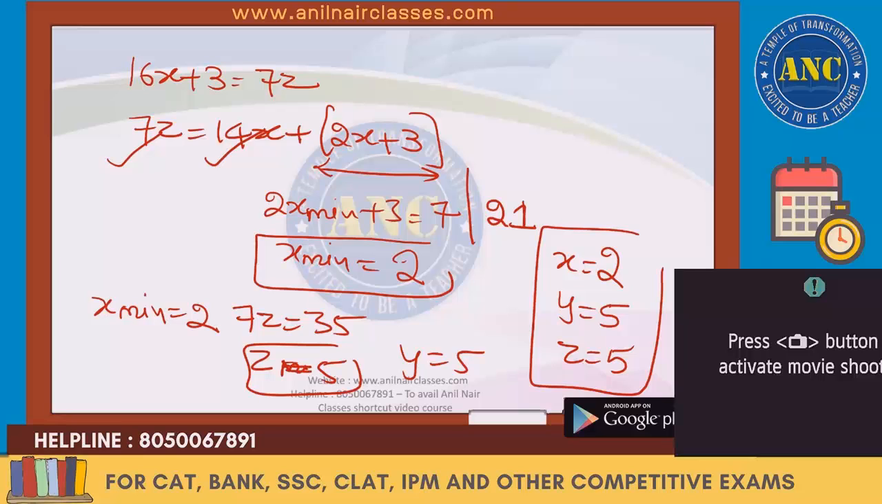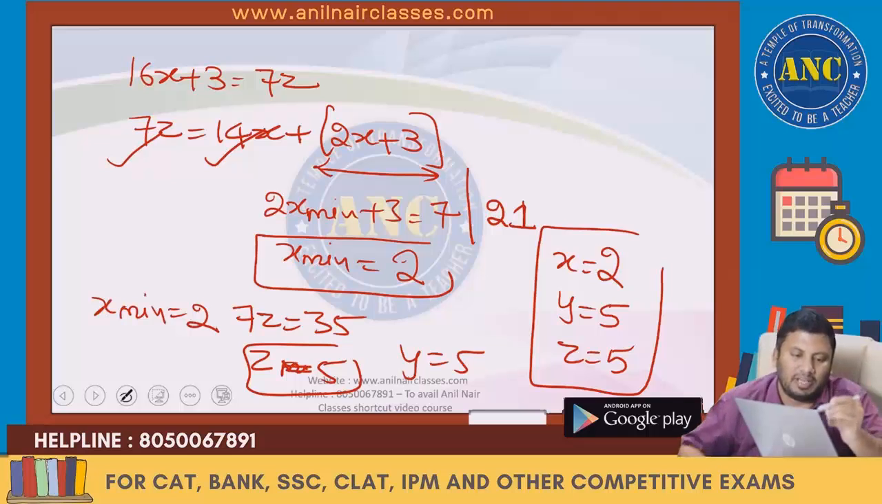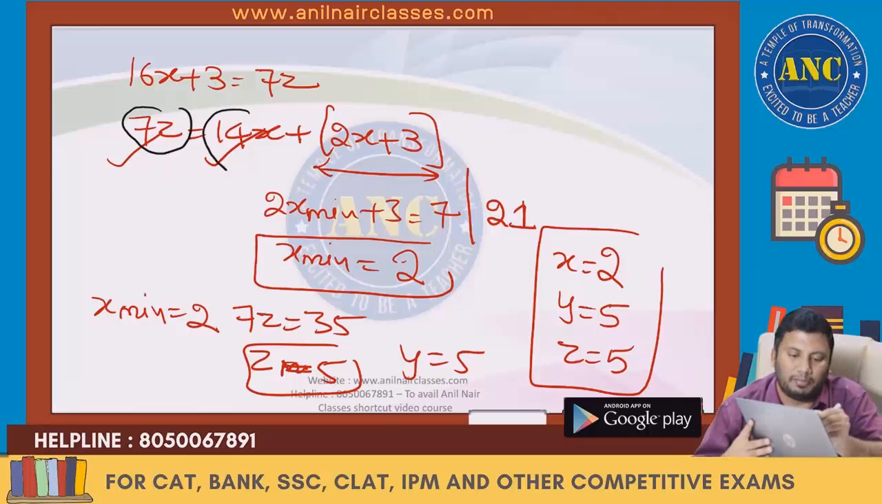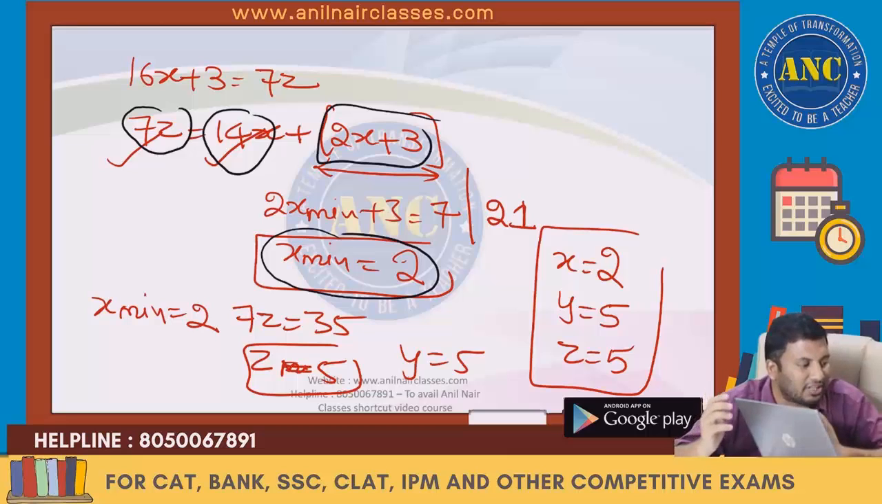16x plus 3 equivalent to 7z. 7z equivalent to 14x plus 2x plus 3. 7z is divisible by 7, 14x is divisible by 7, so 2x plus 3 should be divisible by 7. X minimum is 2. Next it is going beyond. There is a range for that equation.